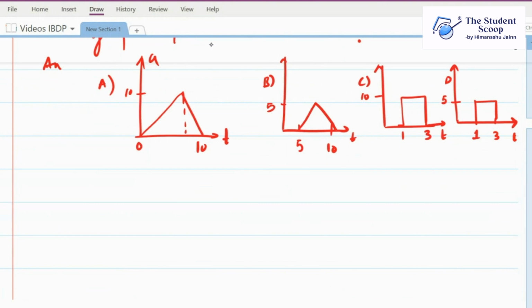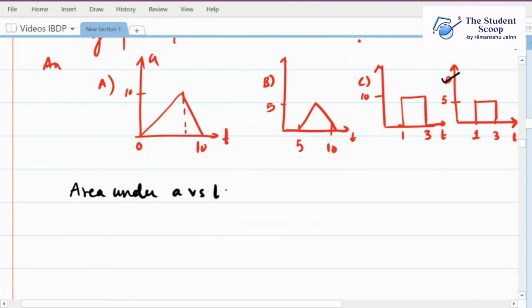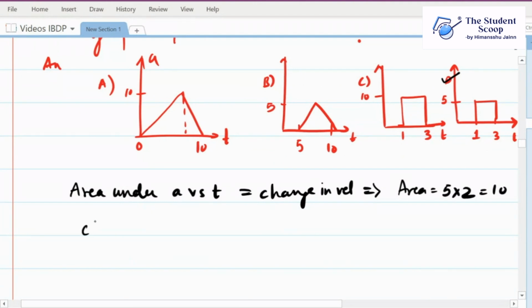The correct option here is option D. Now, why is it option D? Because the area under the curve, area under an a versus t graph, represents change in velocity. And change in velocity we can find only for this graph. The area is 5 into 2, that is 10. And how much is the velocity changing? In the question given, it is 10 minus 5, that is 5 meter per second. This is 2, I think, and then we will get 5. Yes, so it was option D.